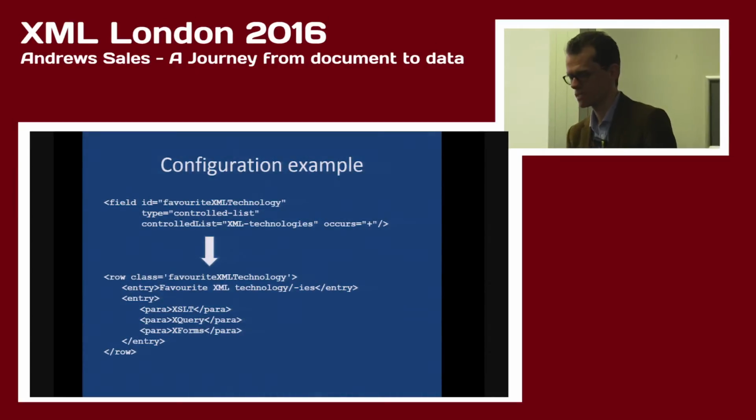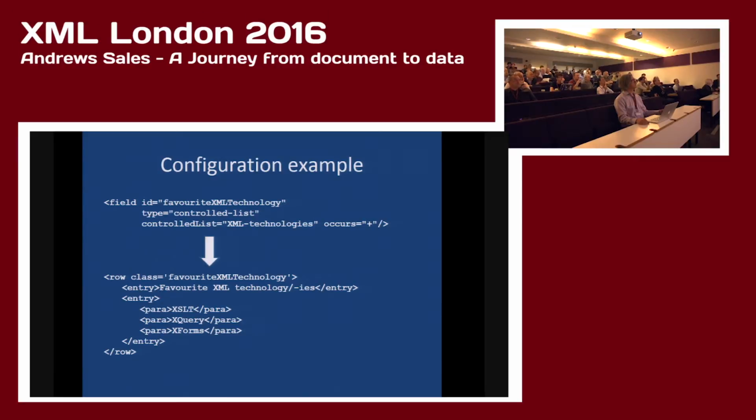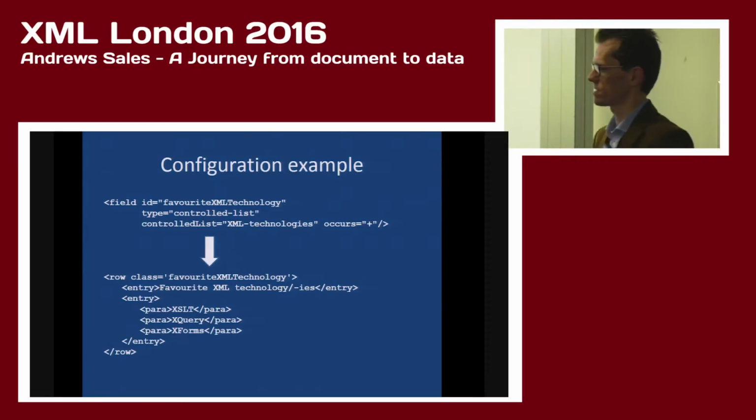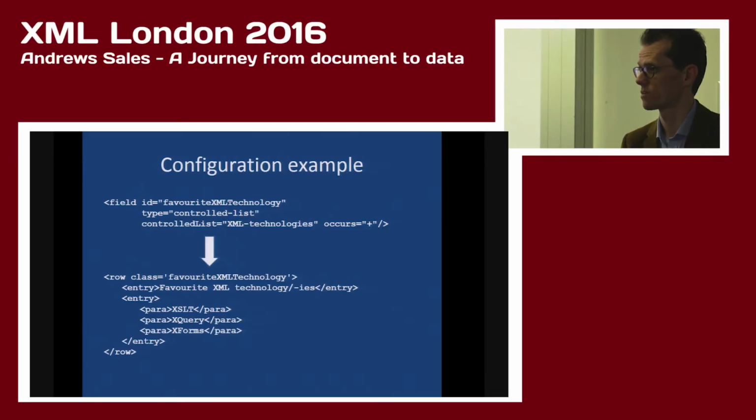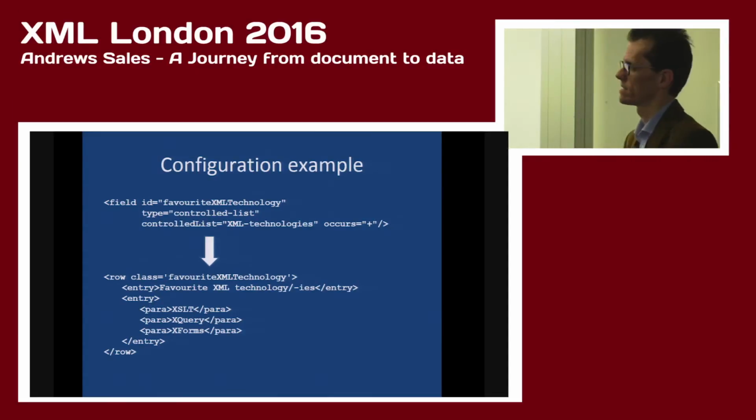So how does this work in practice? Well, to take an example close to our hearts, at the top I'm just taking a snippet, so this will be one row in a table, one field, and its identifier is favorite XML technology. It has a type of controlled list, and the controlled list I'm referring to is called XML technology, so this would be, as I say, an external document listing the allowed values, and I'm saying with the occurs that I expect at least one of these.